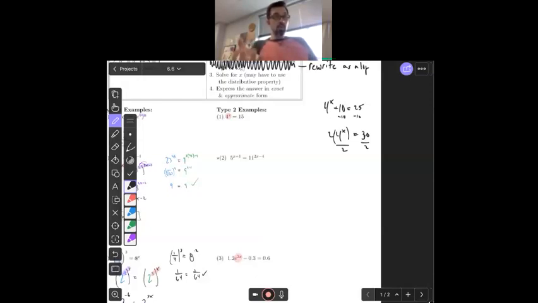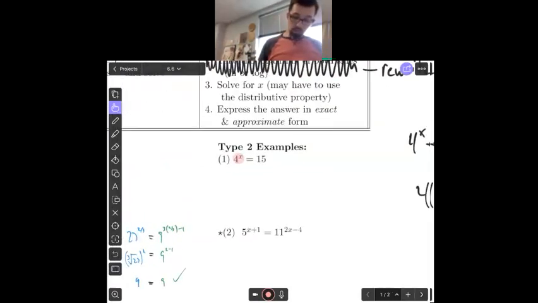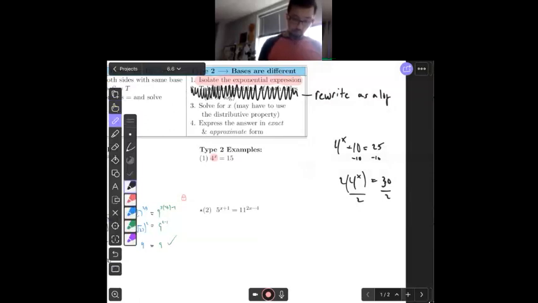So we can see on number 1 that the power is already isolated, so we don't need to worry about that. Step 2, we're going to rewrite it as a log, and that's what we've been working on for so long. The base of our power is 4, so that's going to be the base of our logarithm. So log base 4, and then remember the x and the 15 are going to switch spots. The 15 will come over, and the exponent x will be on the other side. So log base 4 of 15 equals x.